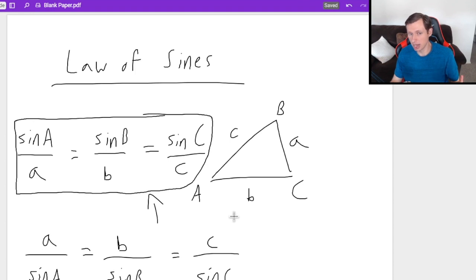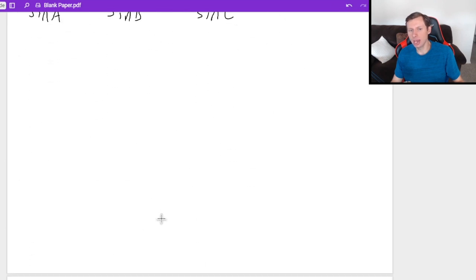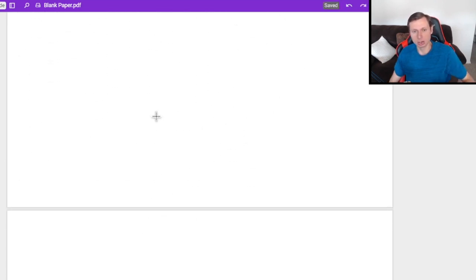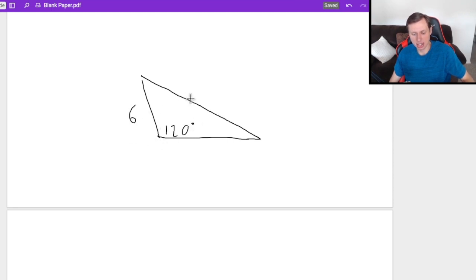Now the other thing I want to say about the law of sines is that we use the law of sines to solve triangles. What does solving a triangle mean? It means that we want to find all of the angles and all of the sides. So basically what I'm saying here is that I give you a triangle, and let's say I know some things for this triangle. I know this angle is 120 degrees, I know this side is 6, and I know this angle here is 32 degrees.